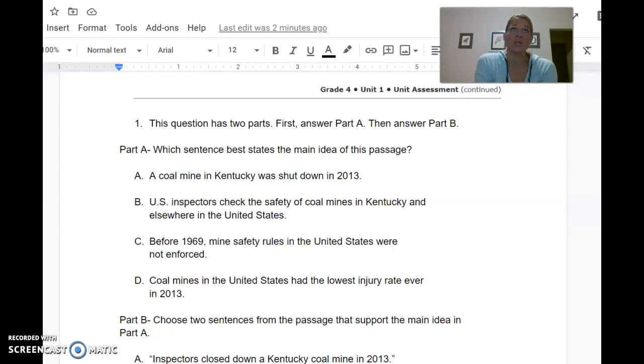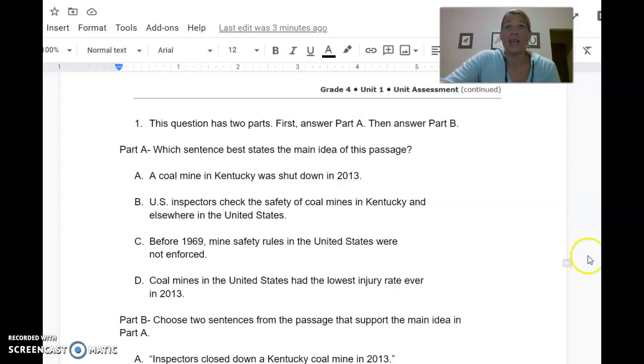With your Benchmark unit assessments, it is usually 2 passages with questions and then 2 writing prompts. So each day this week we'll break it down and work on just a little bit at a time so you're not overwhelmed and you know what to expect. So this is question 1 with the first passage of your assessment.